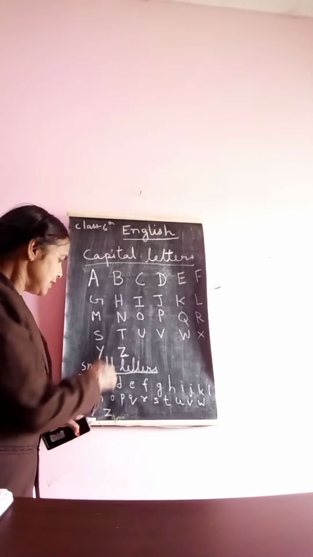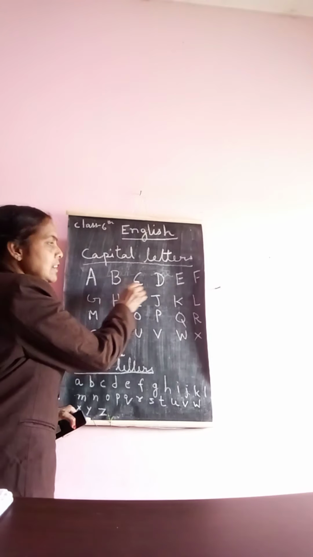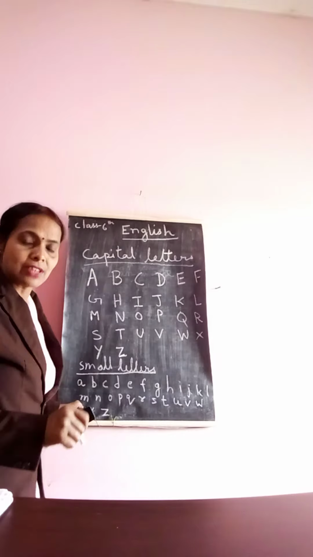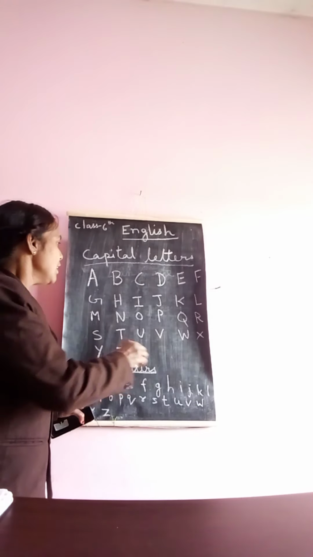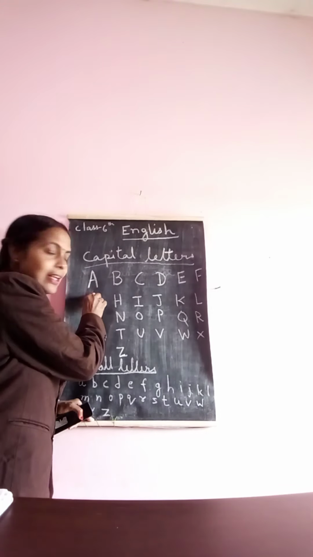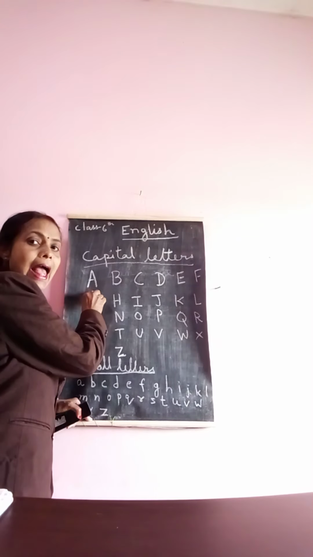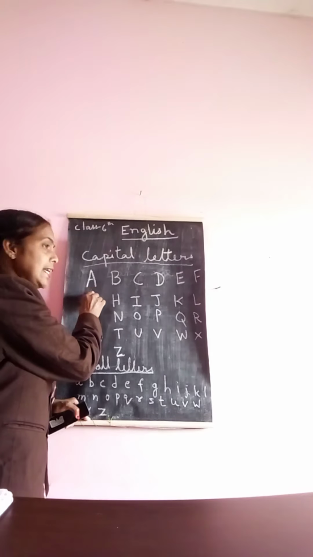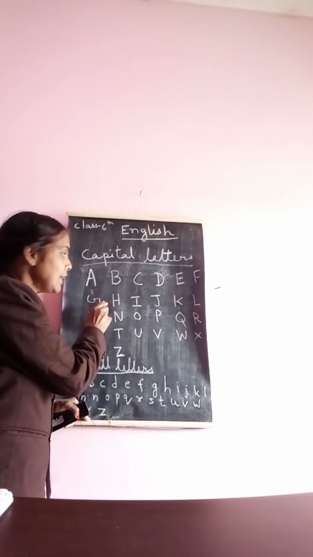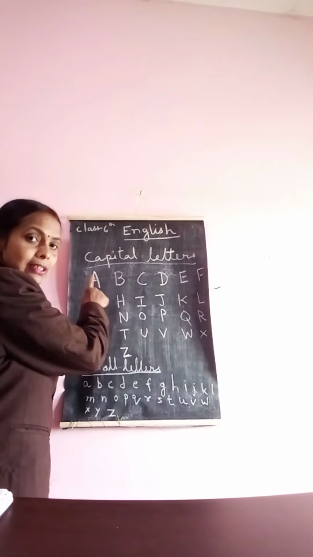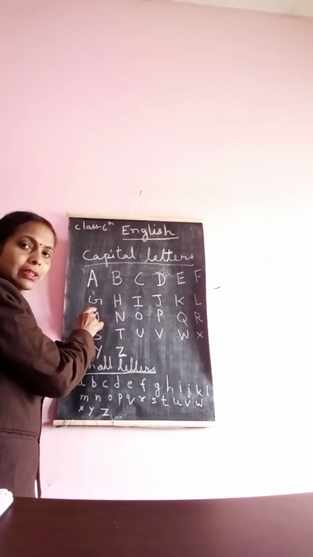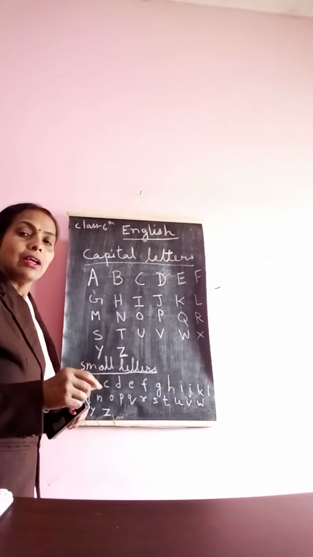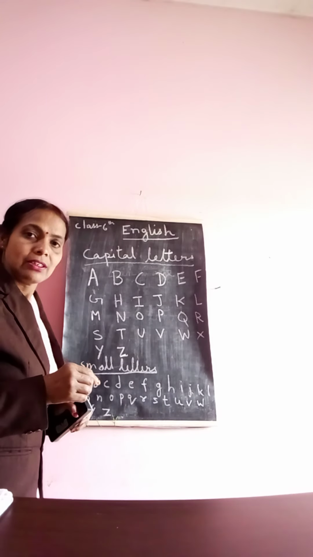Now, these are different letters of the English alphabet, and each letter has a different sound. This is A. What is the sound of A? A. So we'll say A for apple. Now I'll tell you the sounds of these letters. This is capital letter and this is small letter. They have some sounds and it is known as phonics.